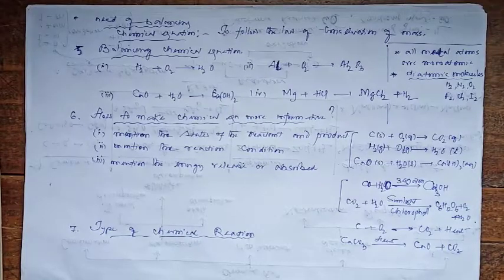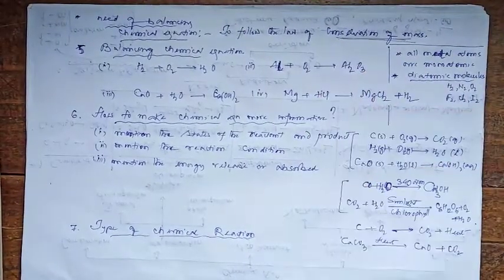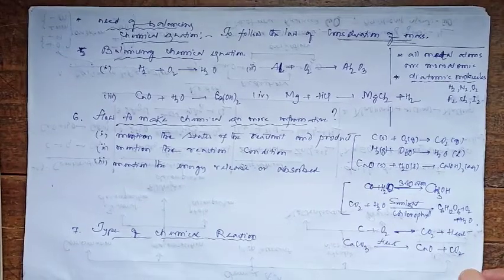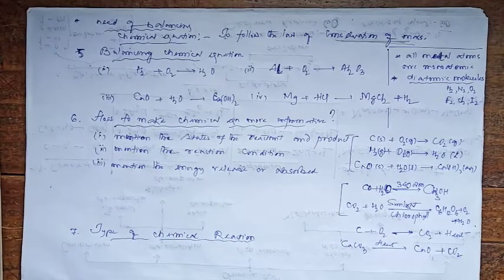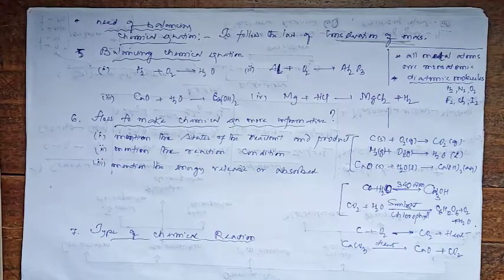But in an unbalanced chemical equation, the mass before the reaction and the mass after the reaction are never equal. That means in unbalanced chemical equations, the law of conservation of mass is violated. So that's why we have to balance the chemical equation, so that the law of conservation of mass is never violated. I hope you understood the need for balancing chemical equations. Let's move on and see the next topic, how to balance a chemical equation.